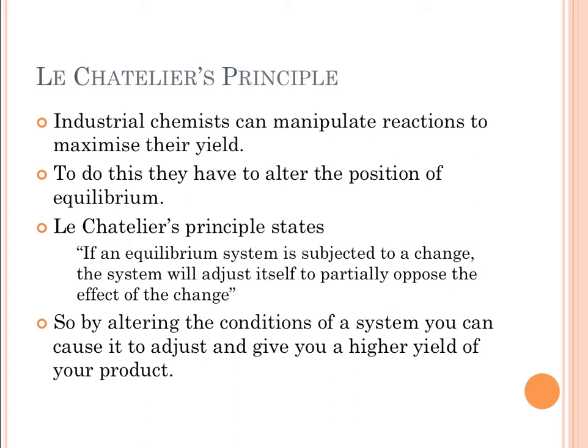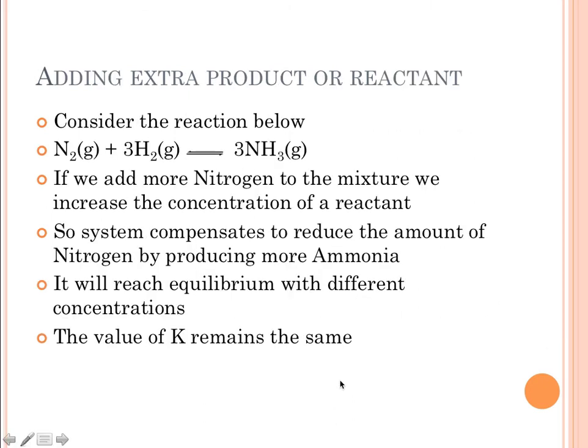Now this is very useful for industrial chemists, because it means that they can manipulate reactions to increase the yield. Yield, remember, is what proportion of the reactants become the products. So we can increase that proportion by making changes to the system that force it to push that equilibrium to the right. There are a few ways we can do it. We can add an extra product or a reactant.